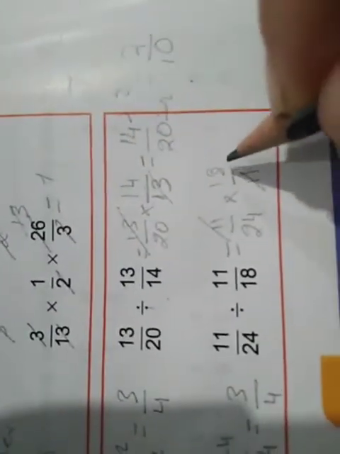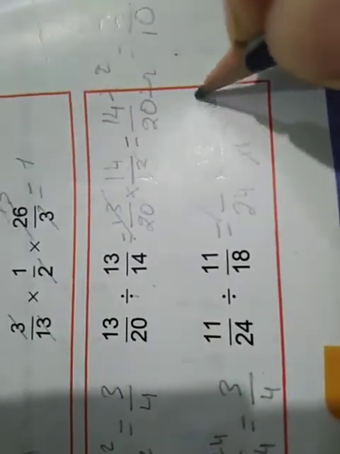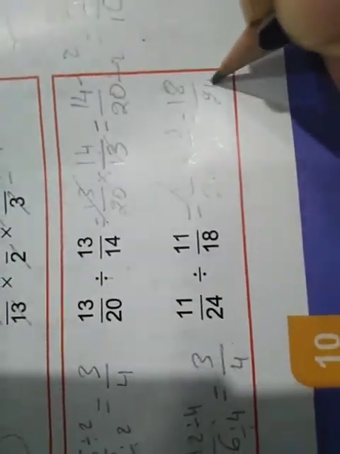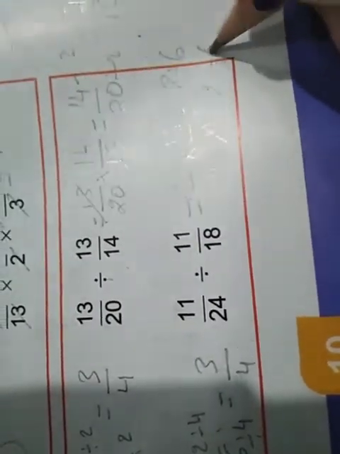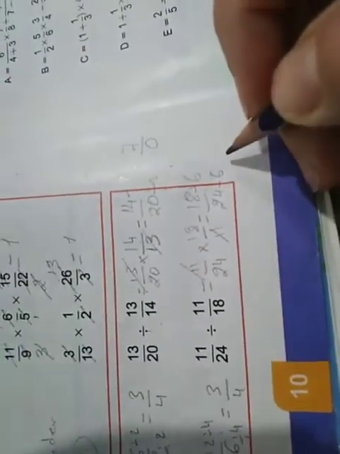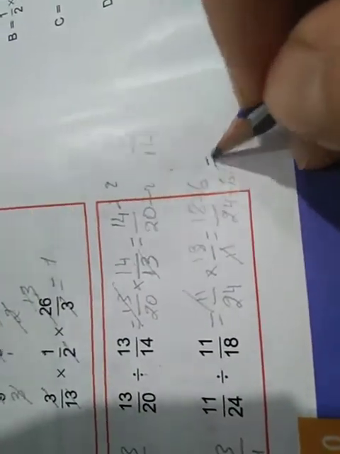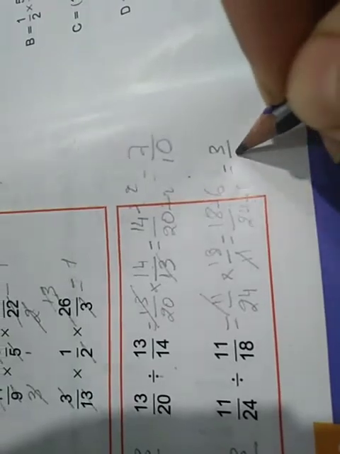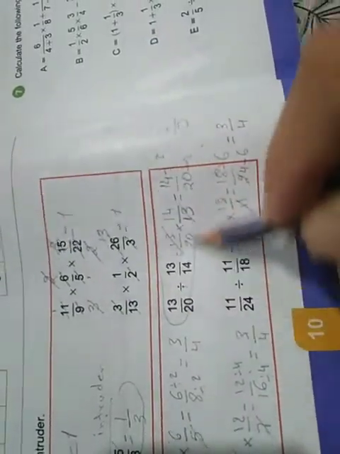Here we have 18 over 24. They are both multiples of 6. You can divide by 6, or by 2, as you want. So 18 divided by 6 is 3, and 24 divided by 6 is 4. Since these are the same, then this expression is the intruder.